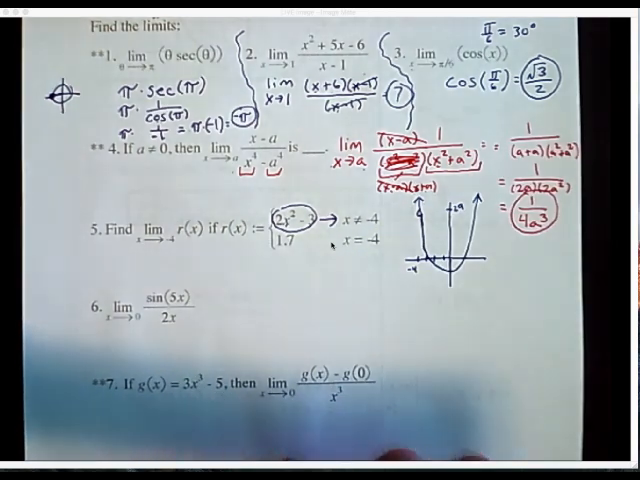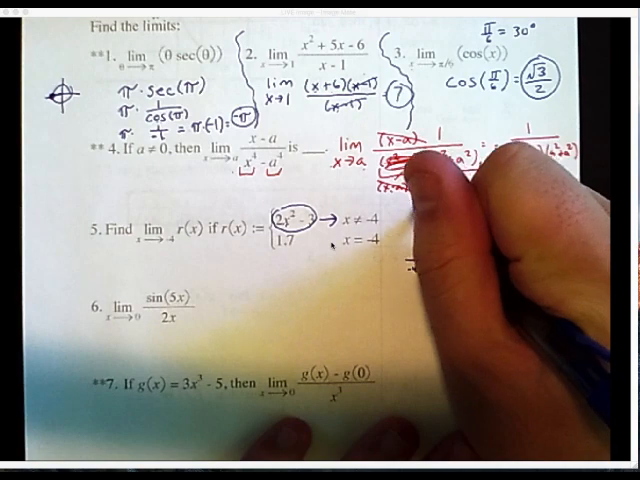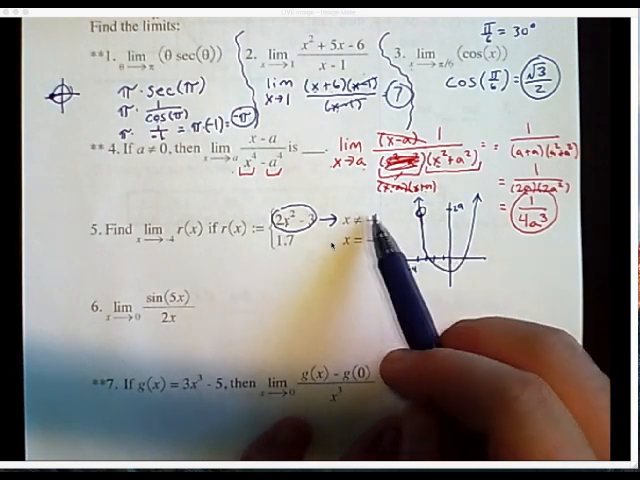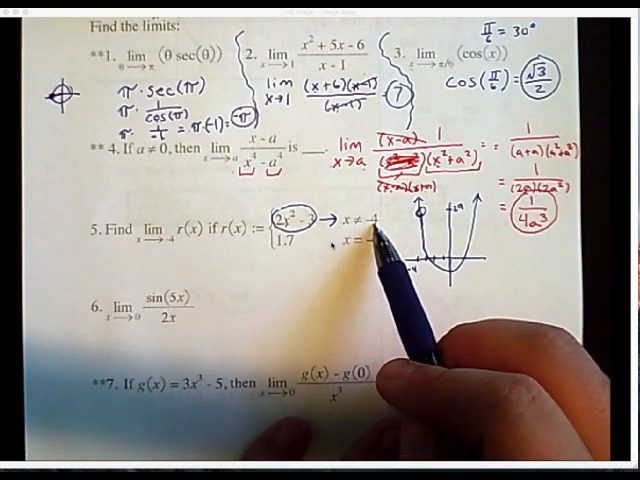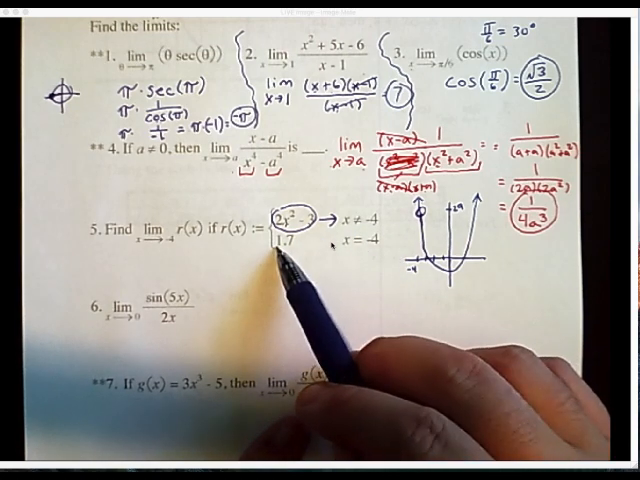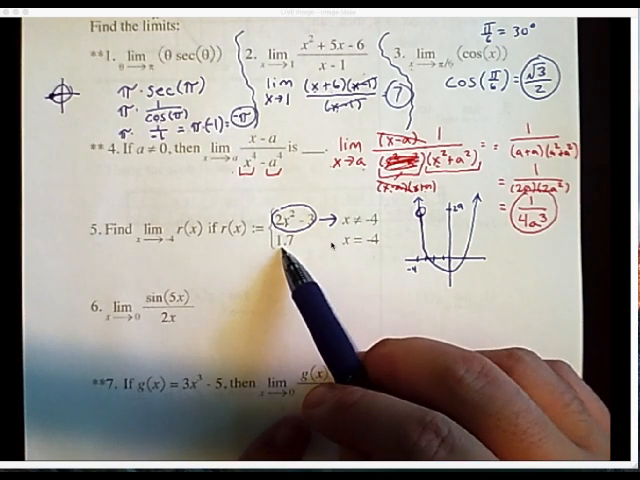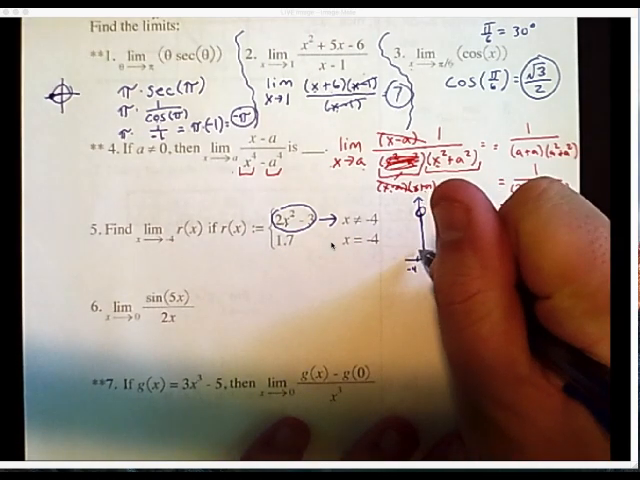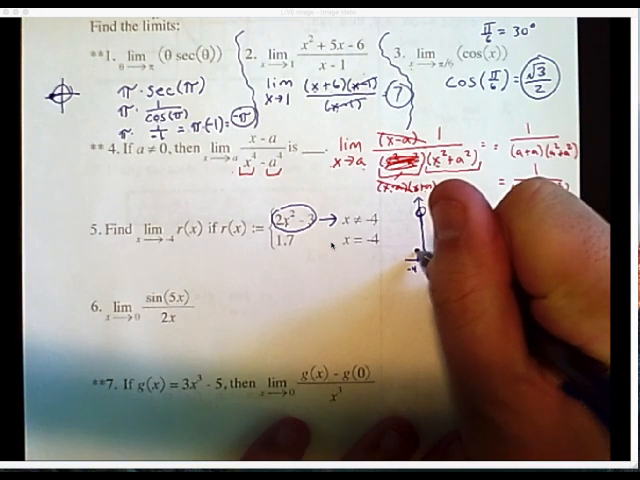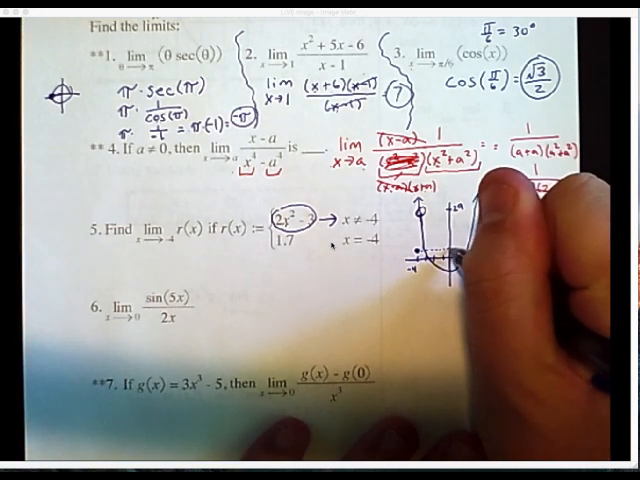Now, why did I put the open circle here? Because this function is good for everywhere except negative 4. When x actually equals negative 4, the y value is 1.7. So that's like 1.7.